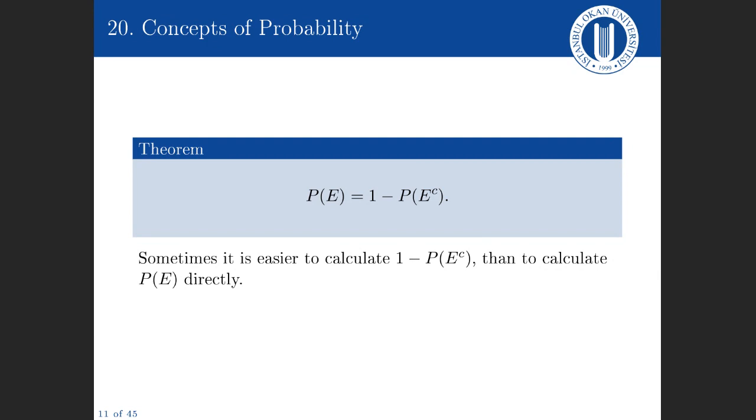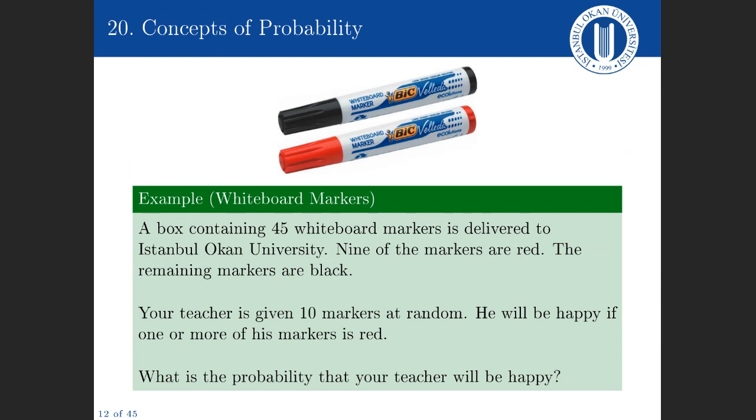Let me show you some examples. Suppose that a box containing 45 whiteboard markers is delivered to Istanbul Okan University. Let's suppose that 9 of these markers are red and the remaining markers are black. Your teacher is given 10 markers at random. He doesn't want to have all black markers. He wants to have at least one red marker. If he has at least one red marker, he is going to be happy. What is the probability that your teacher will be happy? What is the probability that your teacher is given at least one red marker?